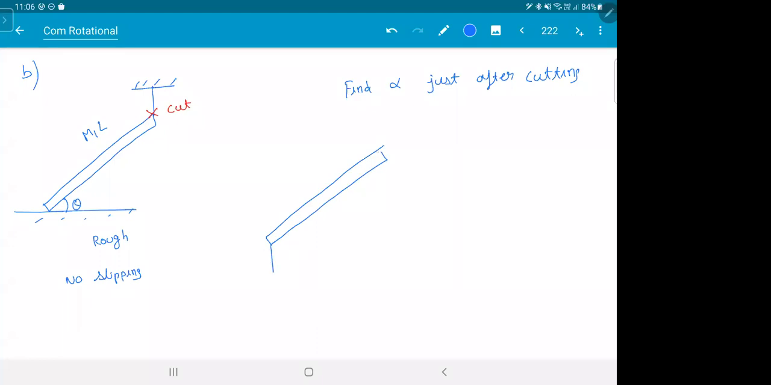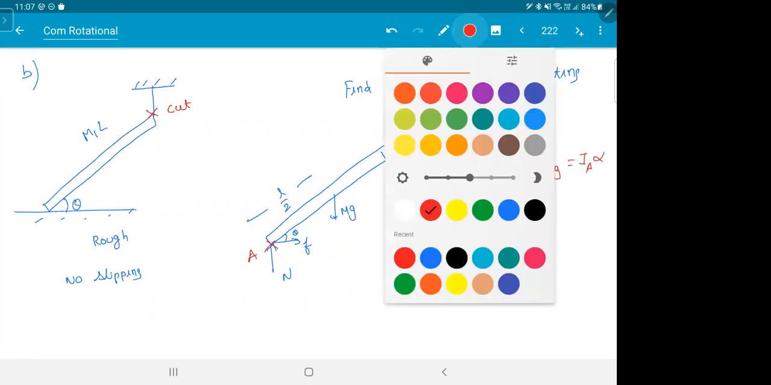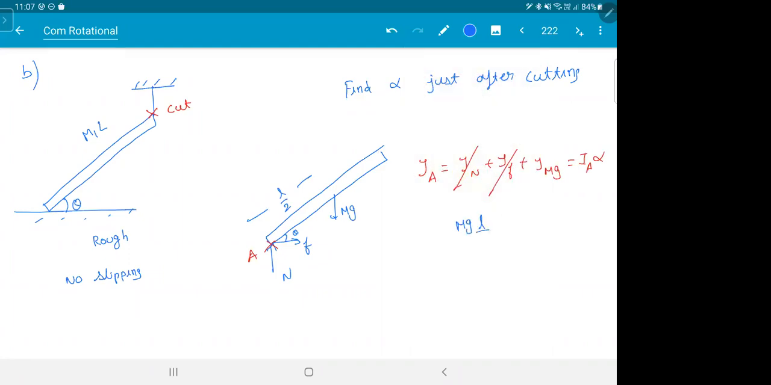Free body diagram. What are the forces? Normal reaction, friction, mg. Ground is rough, right? That's why it's not slipping. This is theta. Yeah, L by 2. We'll take torque about this point. Torque due to N, torque due to friction, torque due to mg is equal to I about A into alpha. These are 0. What will be the torque of mg? mg L by 2 cos theta. Agreed? How to take the torque? Extend the vector, drop the perpendicular. This is the perpendicular distance. Remember?